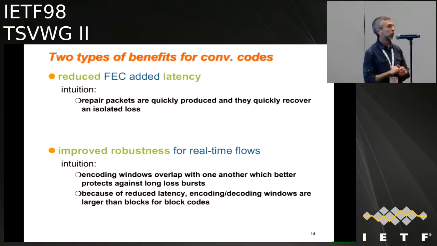So there are two types of benefits in using convolutional codes for real-time flows. The first one being quite obvious, reduced latency. I say that it is quite obvious because thanks to the way we produce repair packets, we can produce them whenever we want without any constraints. So they are interleaved within the source flow quite naturally. So if there is an isolated packet loss, we can recover this quite rapidly.